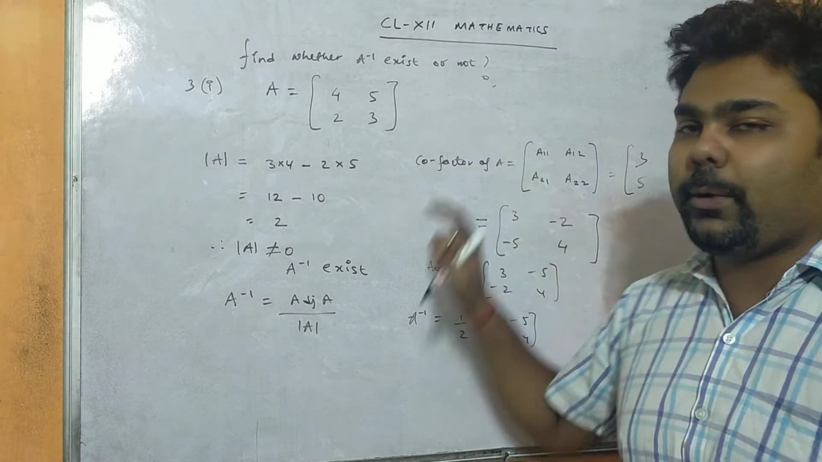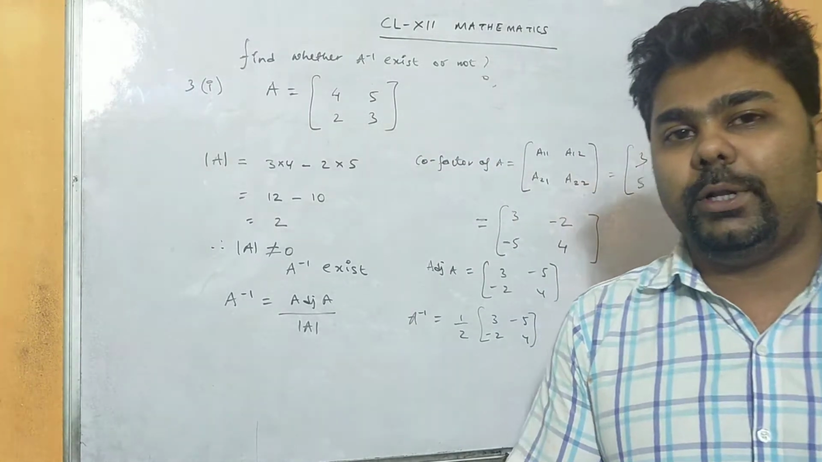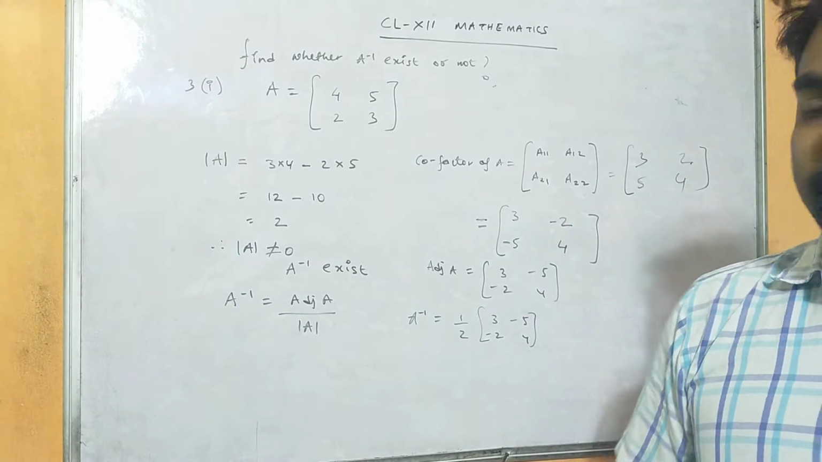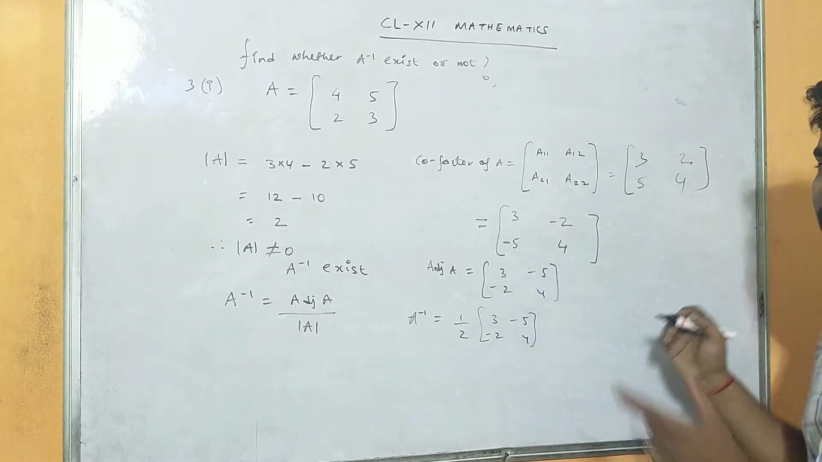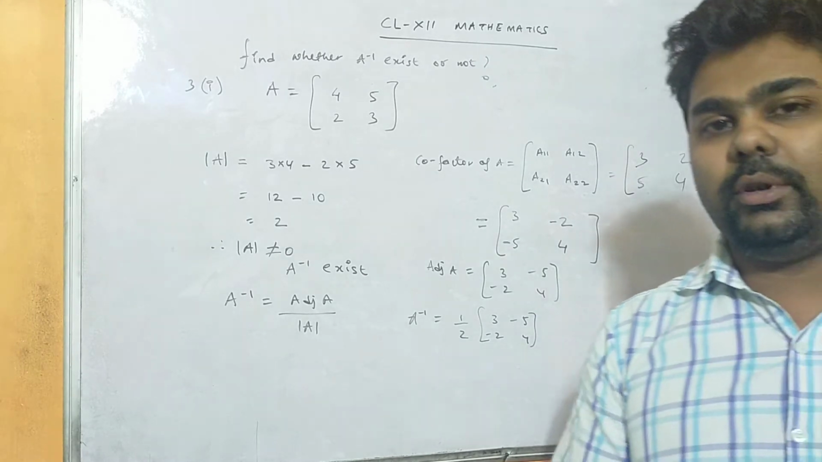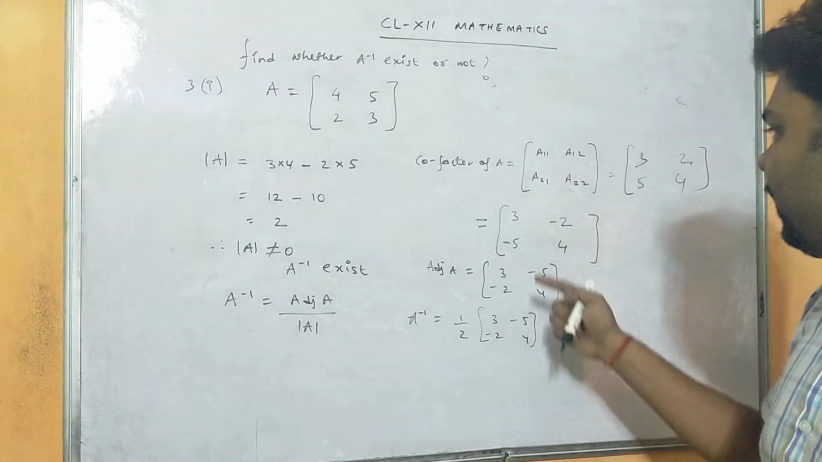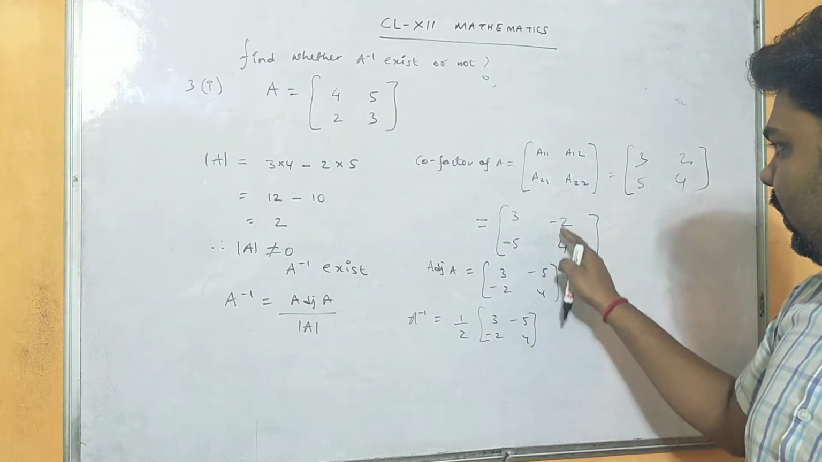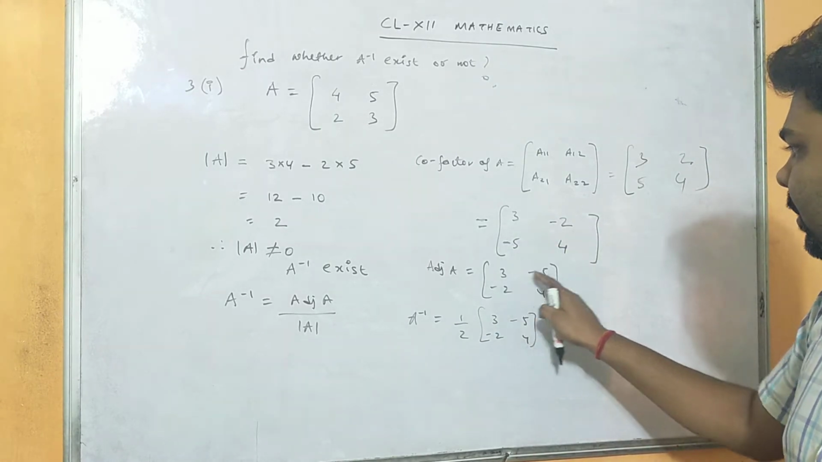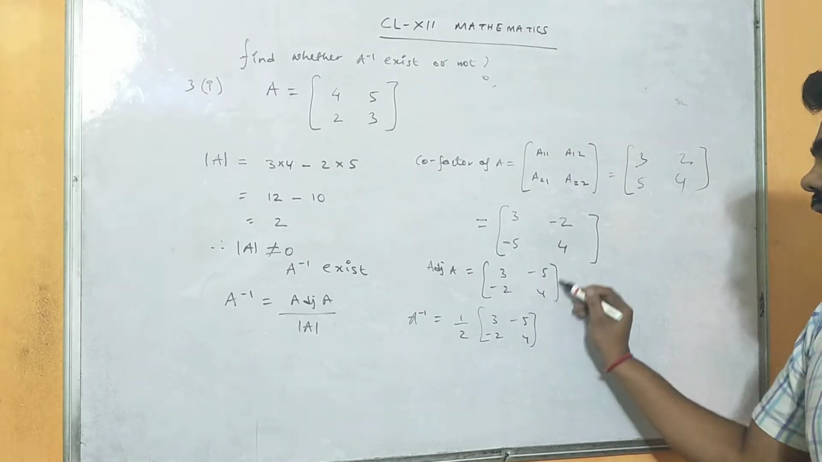Now once we have got the cofactor, we can find adjoint A very easily by transposing the given matrix. When you transpose this matrix, as you know, the diagonal elements will remain the same, that is 3 and 4 will be unchanged. Just minus 5 and minus 2 will exchange their positions. So we get 3, minus 5, minus 2, 4. Now this is the adjoint of the matrix.